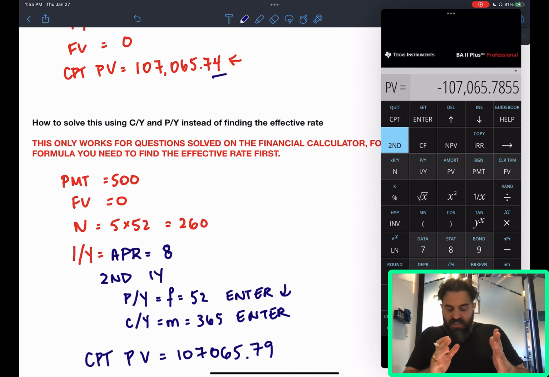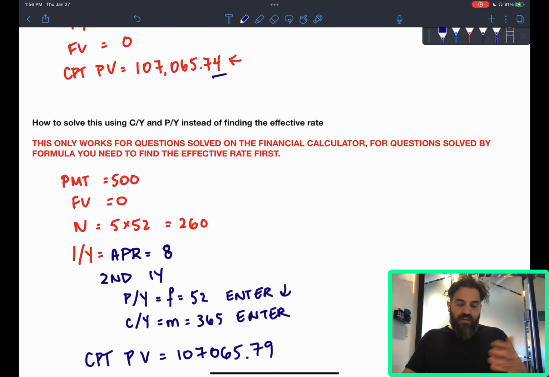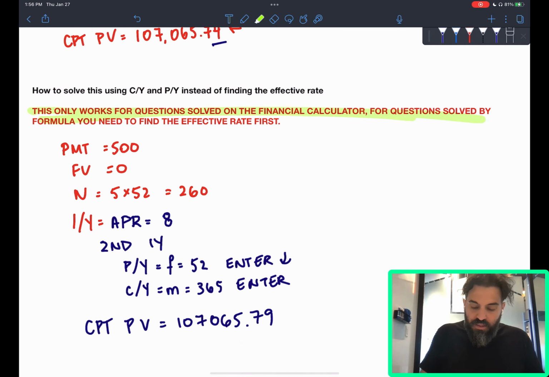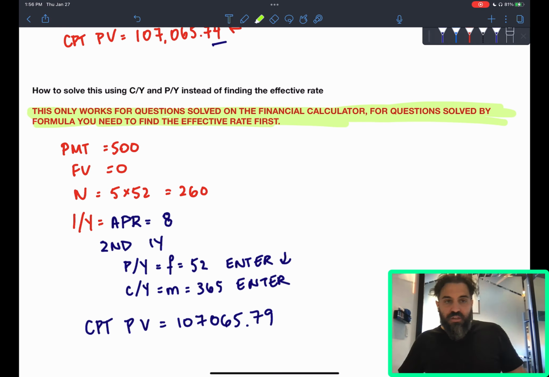I still just wanted to take a second to show you, but what's more important to me is, once you understand how to do that, great, amazing, it'll save you a little bit of time. But remember, you can only use this when you're using your financial calculator, so don't rely on it. You still have to know how to find the effective rate, which rate you need, and all the stuff we talked about in class.